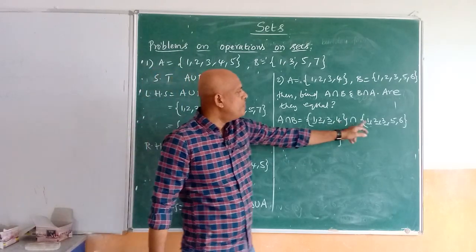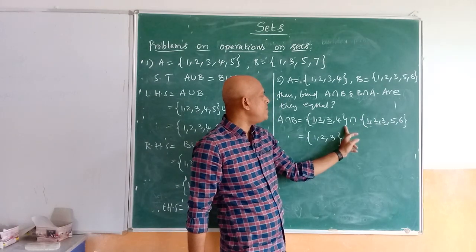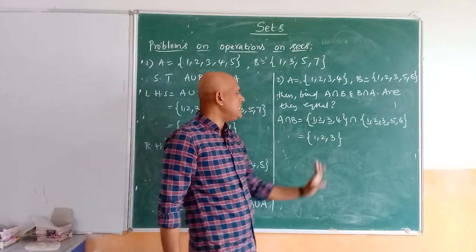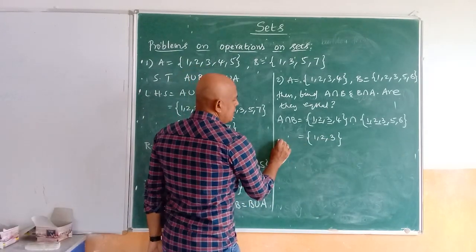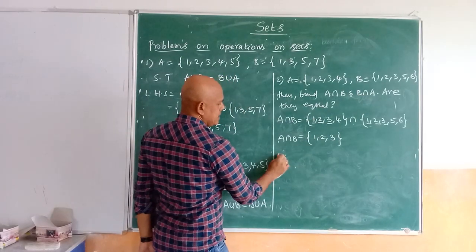Here we have 4, but in the other set there is no 4. Here 5 and 6 are there, but here there are no 5 and 6. So intersection means only the common elements which belong to both the sets A and B. So this is A intersection B.